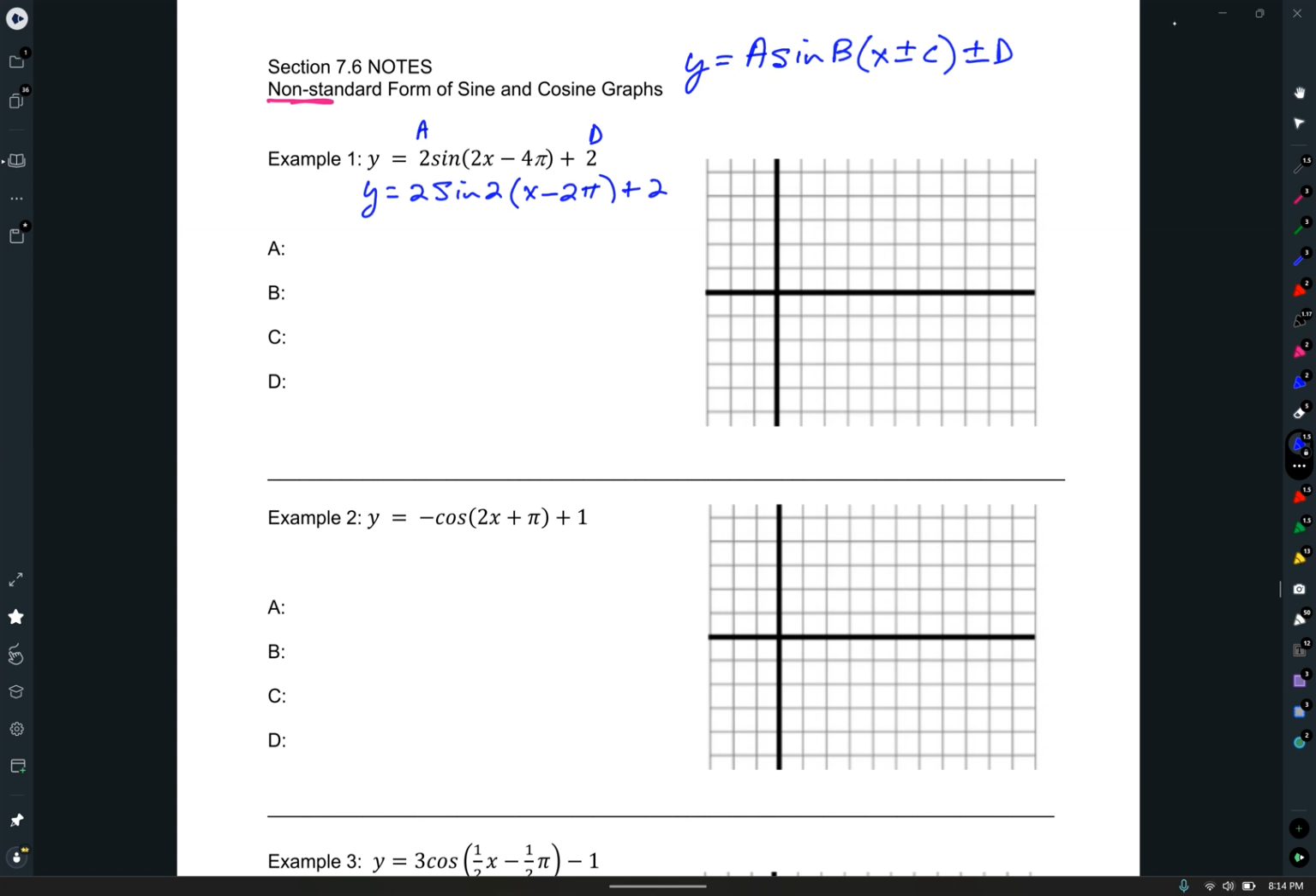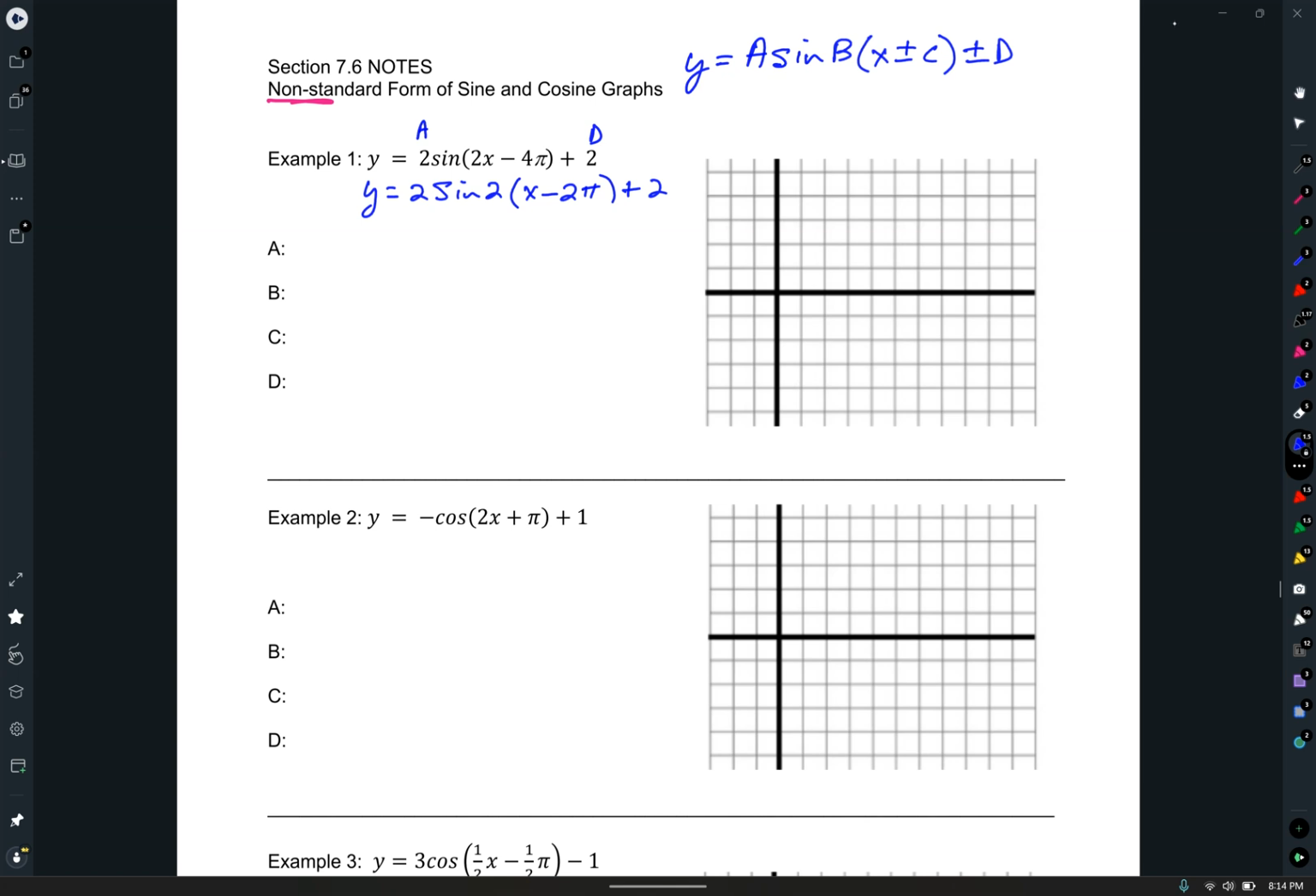You might say, well, why do I really have to do that? Because I know that the b is 2, whether it's factored out or not. That's true. But the horizontal shift, if you didn't have it factored out, you might think the horizontal shift is 4 pi, because that's what's inside the parenthesis. But now that you've factored out the b, the horizontal shift is only that minus 2 pi that's inside the parenthesis. So it's the c that's affected if you don't have it in standard form.